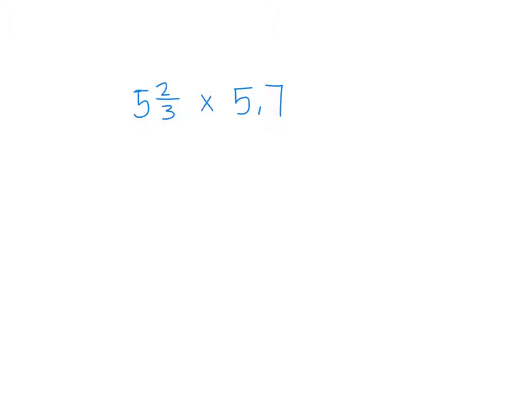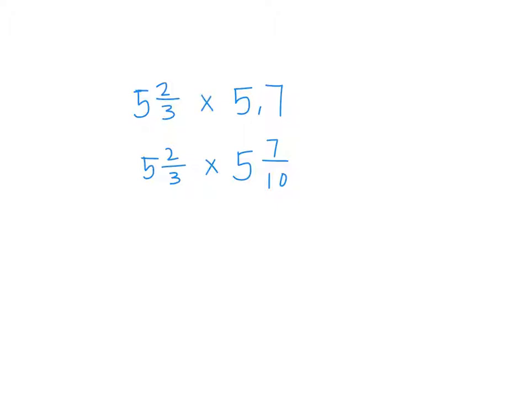Yeah. Okay, the first one's already a fraction, 5 2/3. And then the second one is 5 7/10. How can I write that as a fraction? But what did we learn about multiplying mixed numbers? Is it easy to make mistakes? Yes. So what should we do? Change them to improper fractions.